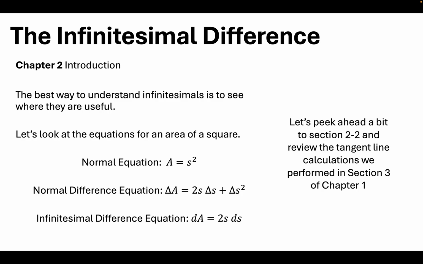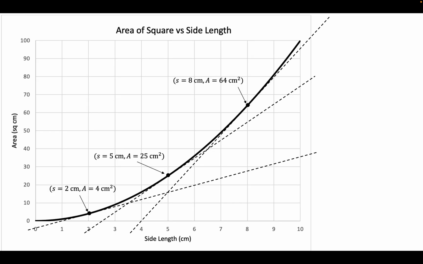So I'm going to peek ahead a bit. I want to show you how this can be useful, because you're not going to believe it. So we're going to skip ahead to section 2.2, and we're going to review the calculations we performed on slope, section 3 of chapter 1. So here's what we had. A is s squared, and we calculated the slope at a point by drawing a tangent line, getting the slope of the tangent line. So at 2 centimeters, we did the rise over the run. At 2 centimeters, the rise is 36 square centimeters right here. The run goes from 10 all the way to 1. That's 9, so the slope is 4 centimeters.